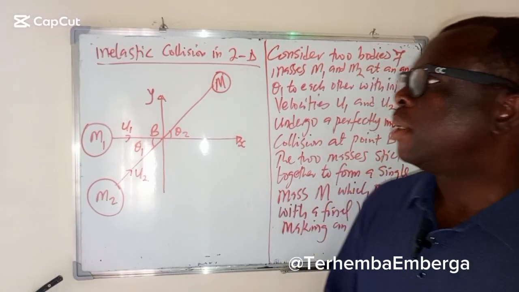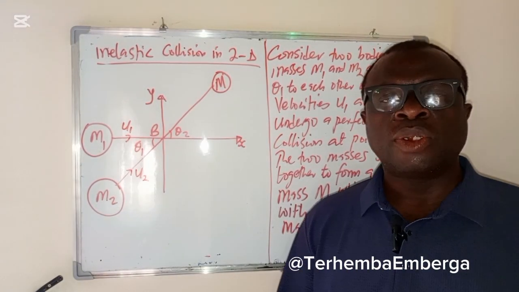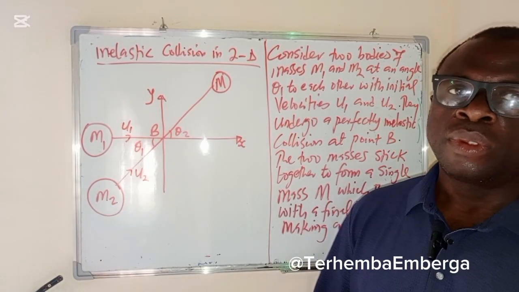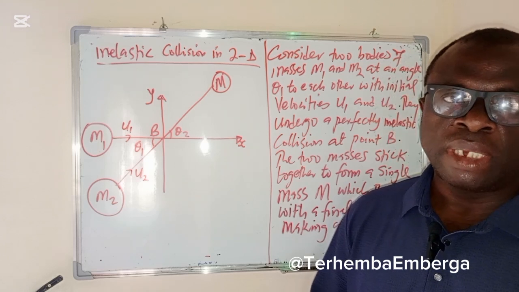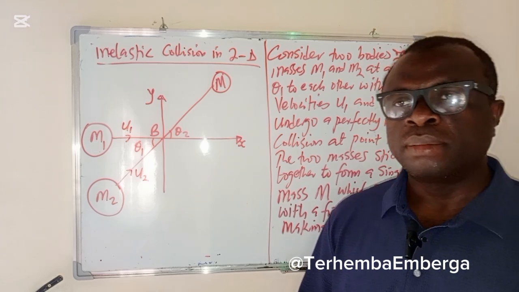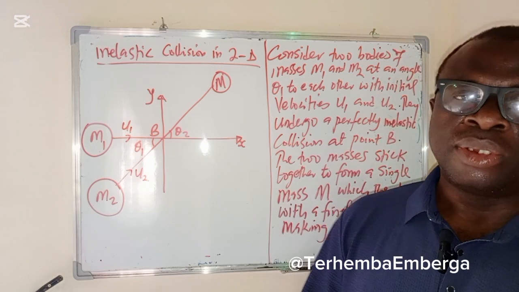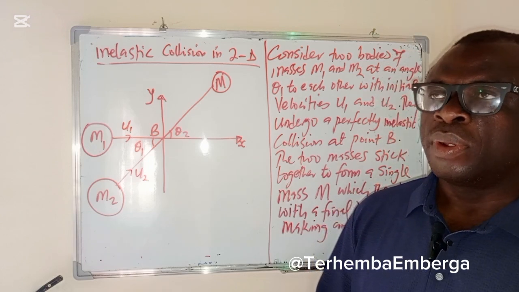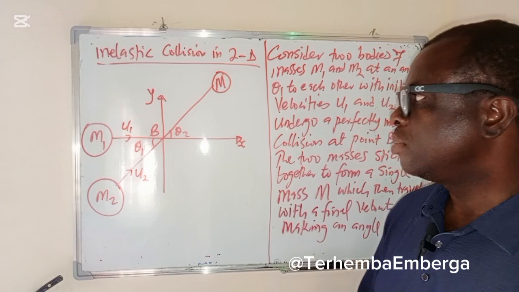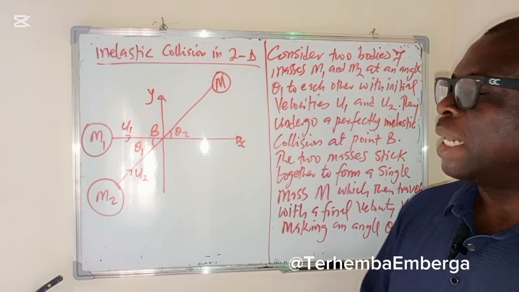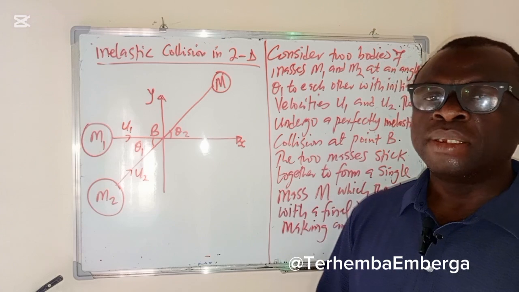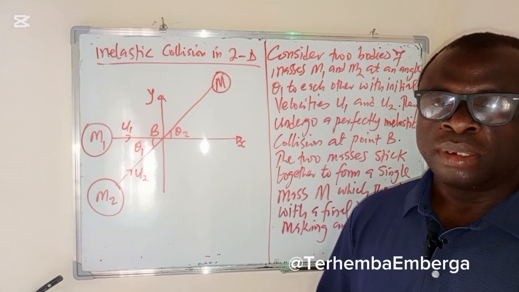Today we'll look at inelastic collision in two dimensions. In our previous classes, we defined collision, and we said that collision is of two kinds: elastic collision and inelastic collision. And we looked at them in one dimension. So today we'll be looking at inelastic collision in two dimensions.